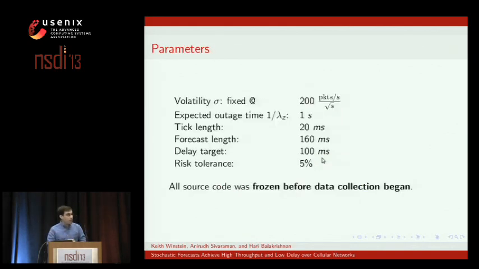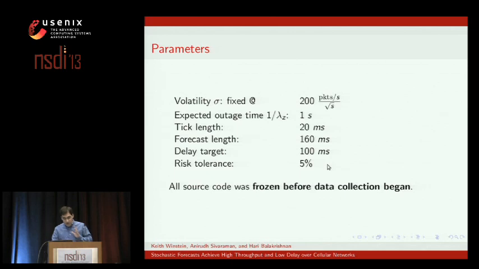We have certain parameters that we've hard-coded into this model. The volatility of the random walk, the Brownian motion, is in our case fixed. It's just a particular value. If it gets into an outage, that's sticky a little bit. We're trying to hit a delay of 100 milliseconds. We have a 5% risk tolerance for exceeding that. So these are our parameters.